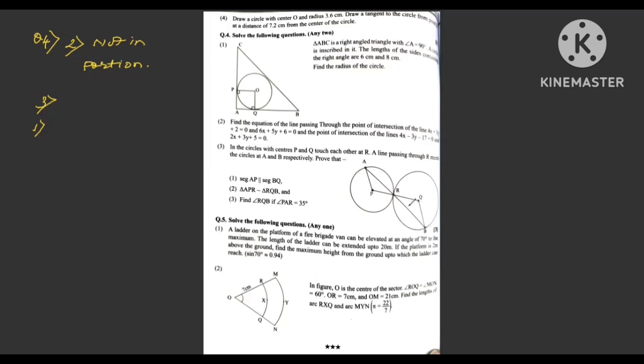Whenever you have to prove lines parallel, as I told you today, children, you have to find the transversal. Even PQ is a transversal, and ARB, this AB, is a transversal. So if AB is a transversal, don't you agree angle A and angle R are alternate angles? If these alternate angles are congruent, then only I can say AP parallel to BQ. But how to show angle A congruent to angle R?